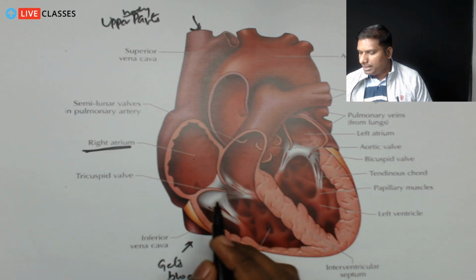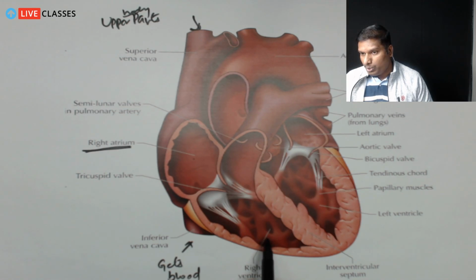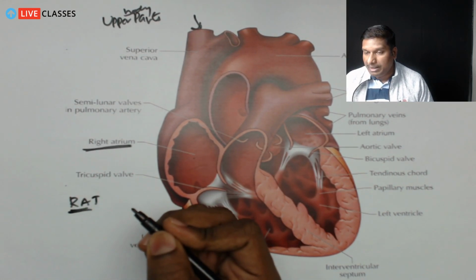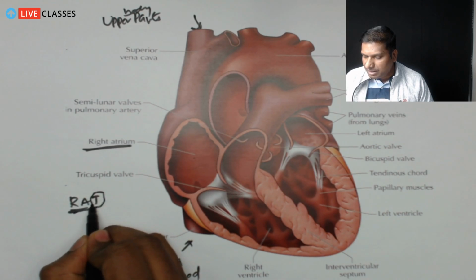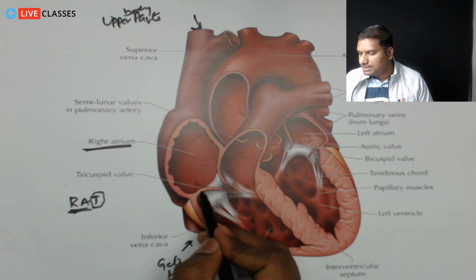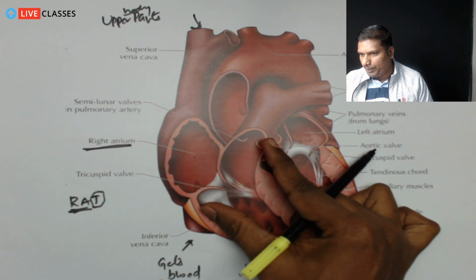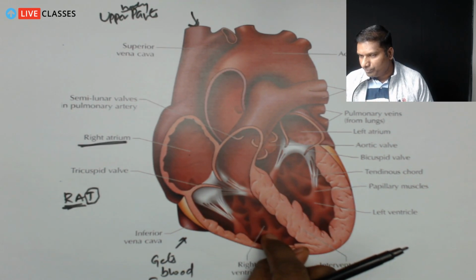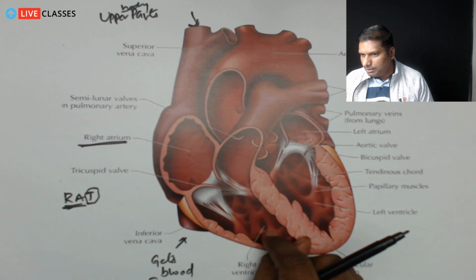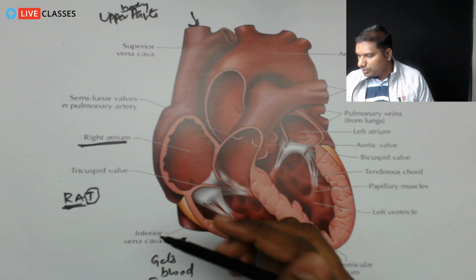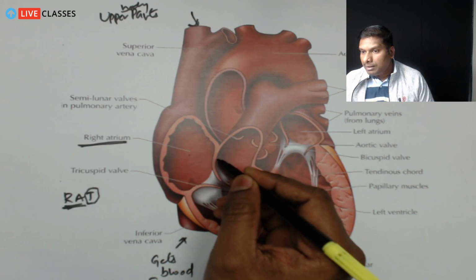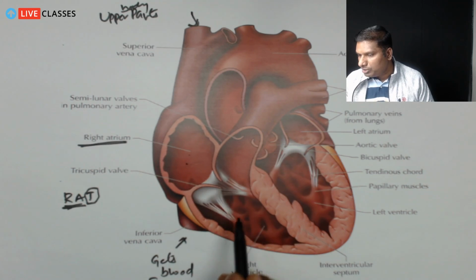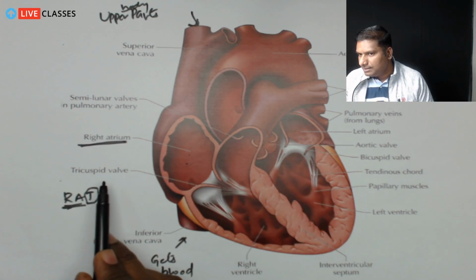Between the right atrium and the right ventricle you have the tricuspid valve. The way to remember this is RAT: right atrium has tricuspid valve. That valve is now shown as open, so when it opens, the blood in the atrium moves to the right ventricle below. Between the atrium and the ventricle you have the atrioventricular septum, and the only way blood can move from the atrium to the ventricle is through the valve, the tricuspid valve.